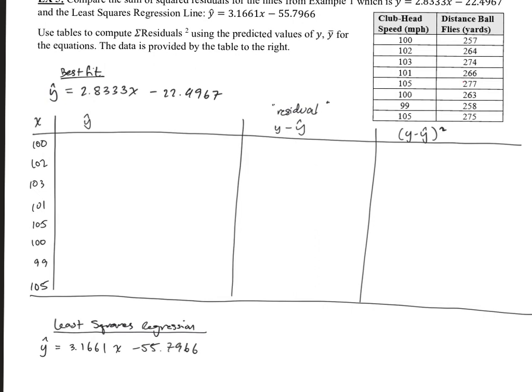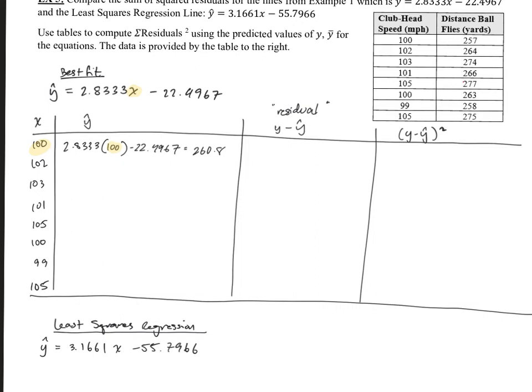So I'll go ahead and do the first one. That will be 2.8333 times 100, because we're inputting the x value into our equation as 100, and subtracting 22.4967, and what do we get? We'll get 260.8.